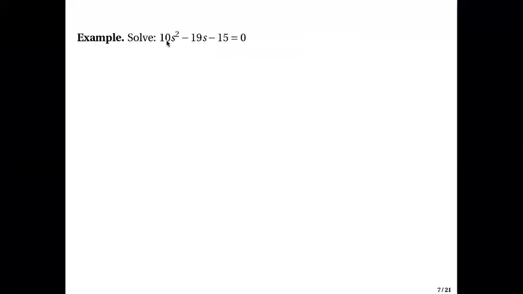We want to solve 10s squared minus 19s minus 15 equals 0. In here, what we're going to do is use factoring. So this expression here, we will try to factor, and then let's see what we can do.